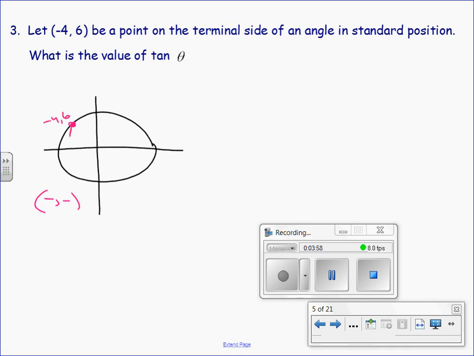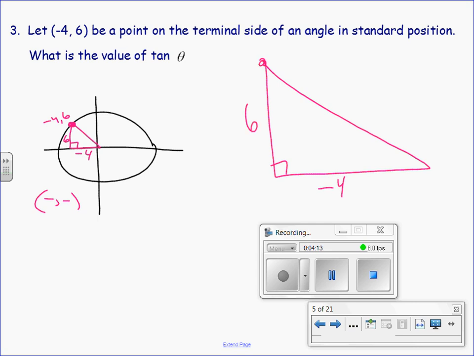Now what I need to do, though, is draw in a right triangle and label the triangle. I would have gone left 4 and up 6. I'll draw that bigger in case that's too small for you to see. All right, you should have no trouble seeing it now. It's 4 left and 6 up to get to that coordinate on the circle. You seeing it? Yeah. And the theta would live right here.